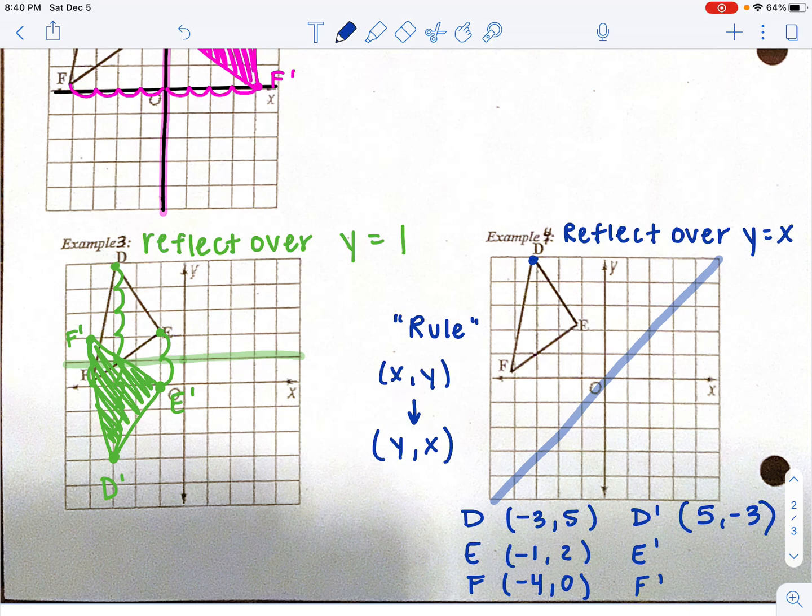So notice we didn't change any signs. We just flip-flopped their order. E prime is going to be 2, -1. And F prime is going to be 0, -4. So we're going to come to my graph, and we're going to graph all these now.